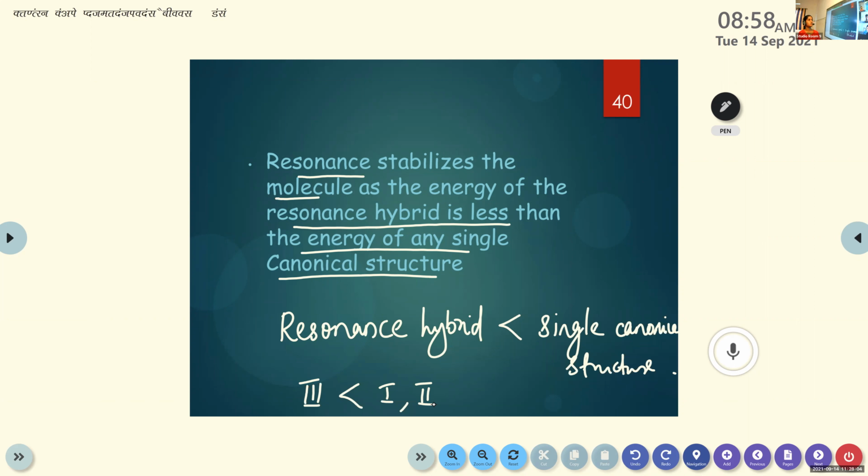John, can you please read the slide? John Philip. Resonance stabilizes the molecule as the energy of the resonance hybrid is less than the energy of any single canonical substructure. Okay, okay, fine.